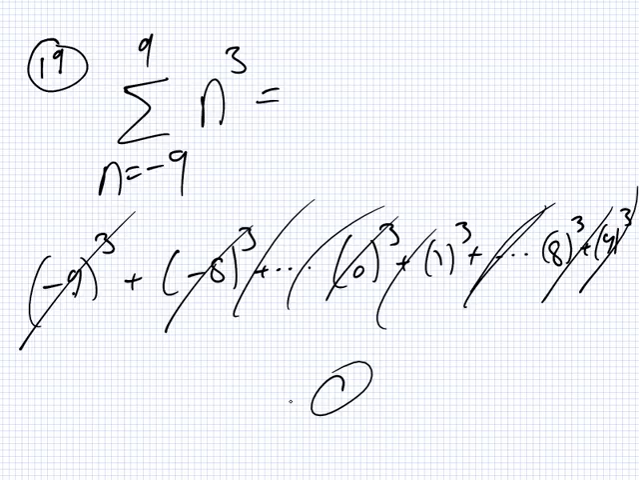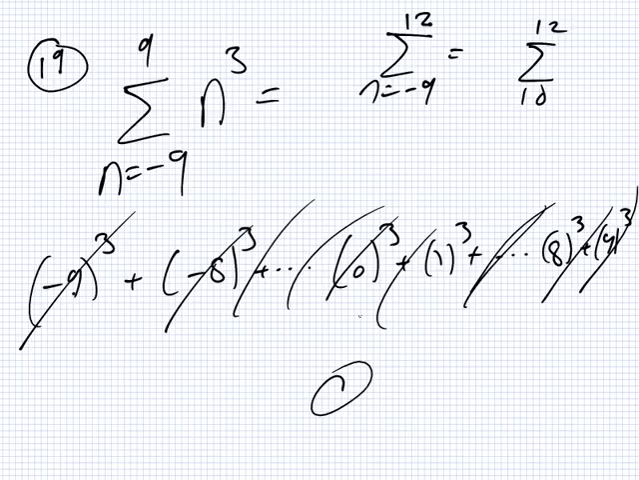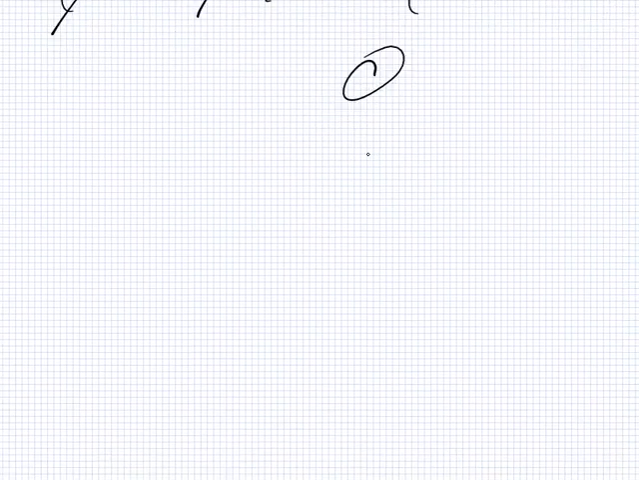What if the number is different? Then not 0, of course. But you could be really sneaky, and if you had something like this, minus 9 to 12, then you can see that that's the same as just 10 to 12. Oh yeah. So you can be sneaky. Okay, last one. 20.